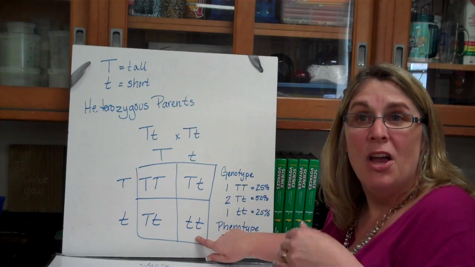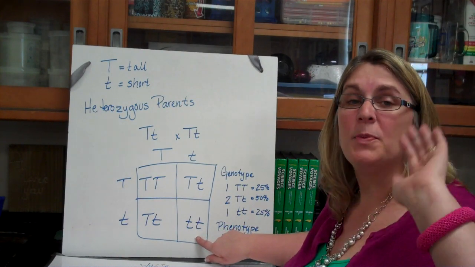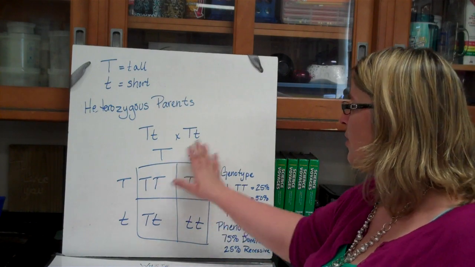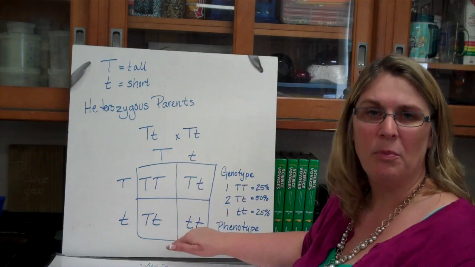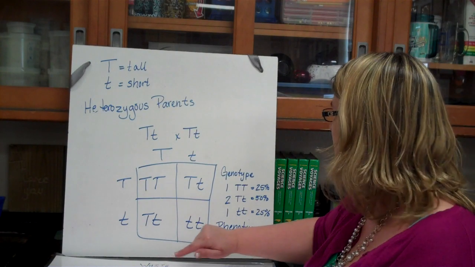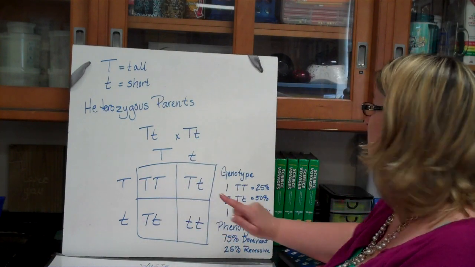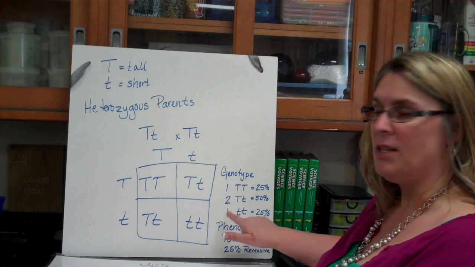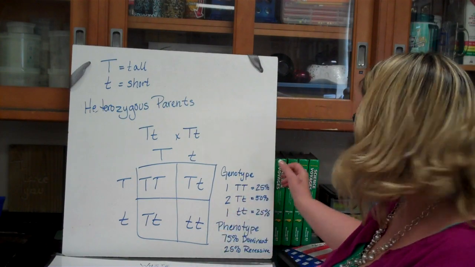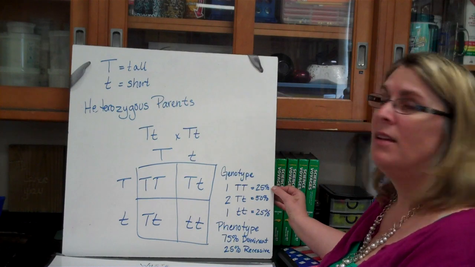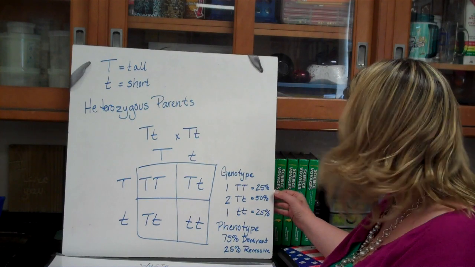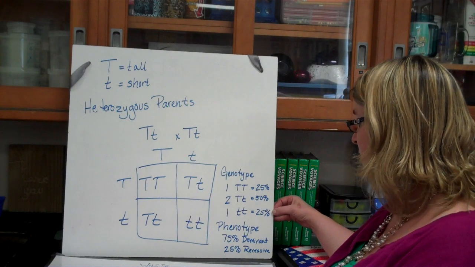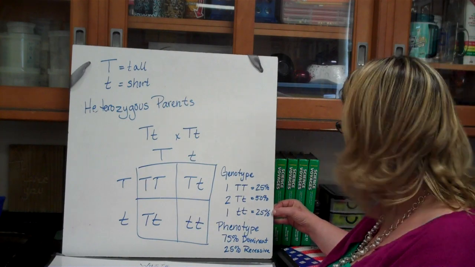Now, when we're doing this, for whatever reason, the standard is to always put the capital letter first if it's there. It doesn't matter where it is in the order here, but when you're writing them down, you always put big T first if it happens to be present. The genotype, what genes are there? You have one that's big T, big T. We have two that's big T, little t. And we have one that's little t, little t. So it's 25% homozygous dominant, 50% heterozygous, and we have 25% chance of homozygous recessive.